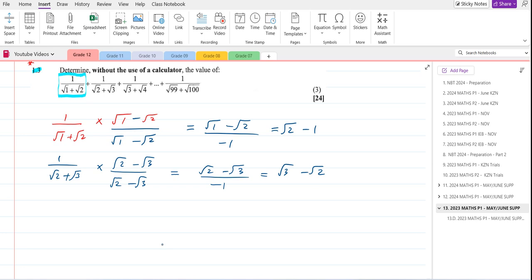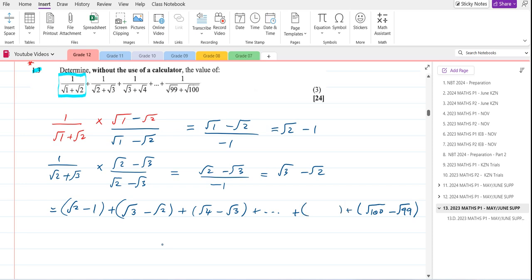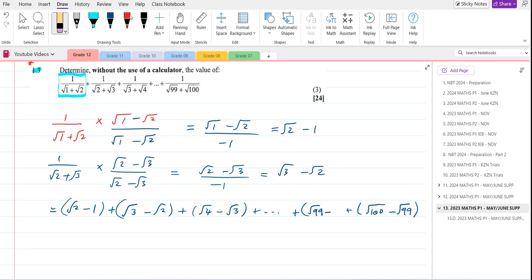Right, so the answer is now equal to, remember the first one I replaced, I got root 2 minus 1 plus, next one when I replace, I'm getting root 3 minus root 2 plus, if I replace the next one, I'm getting root 4 minus root 3 plus dot dot dot, plus the last term will be root 100 minus root 99. And the term before that will give me root 99 minus root 98, because you're getting 3, 2, 4, 3, 99, 98.